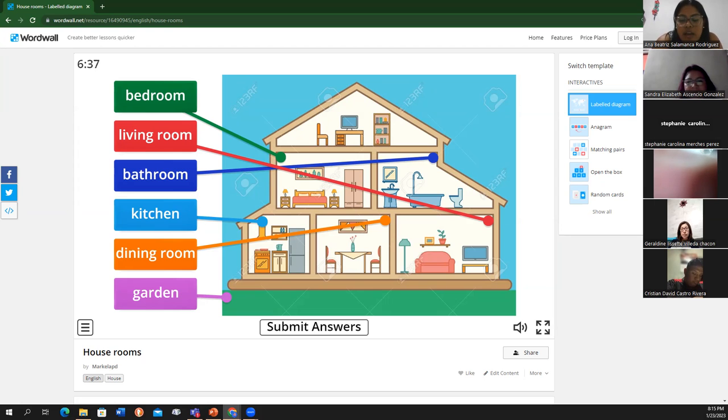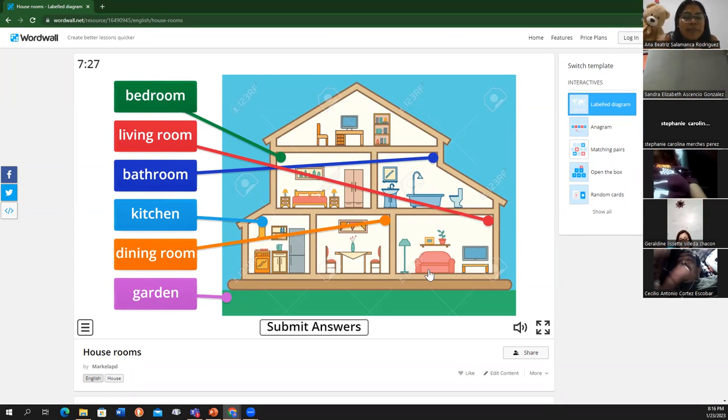Cecilio Antonio. Okay. What is in the living room? Antonio, you can use there is or there are. Remember, there is or there are. Daniela. Living room, where you have the TV, the sofa. You can have pictures. Okay.